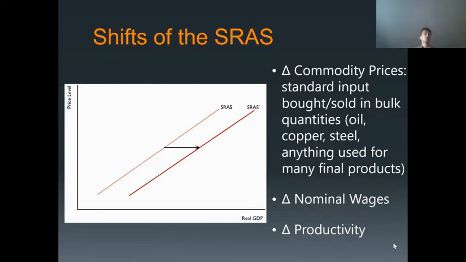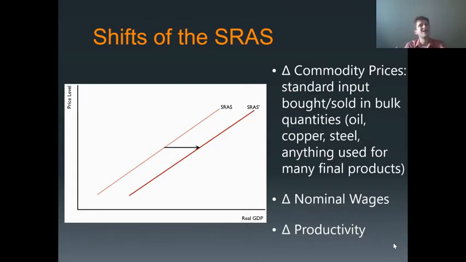So, for shifting the short run aggregate supply curve, these are very much in line with the same ideas as the regular supply curve and the supply and demand model. So, if you think of changes in commodity prices, this is basically like a change in an input price. Only a commodity is a broad scale input. It is used in many, many different final products. So think of things like oil, copper, steel, anything like that. Obviously, an increase in commodity prices will decrease short run aggregate supply, and a decrease in commodity prices will increase short run aggregate supply.